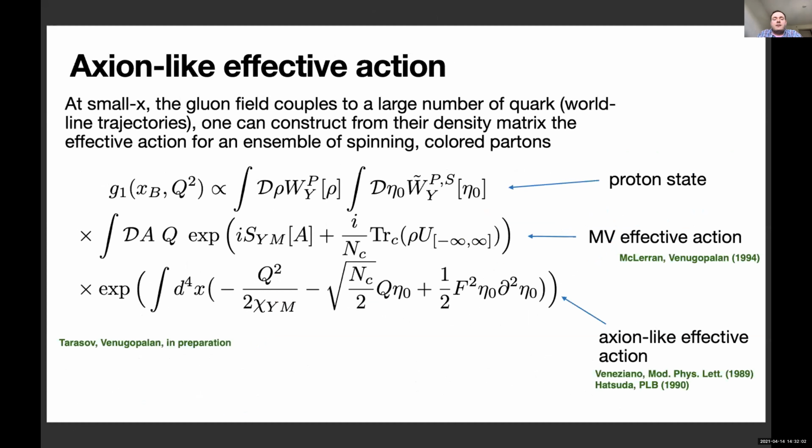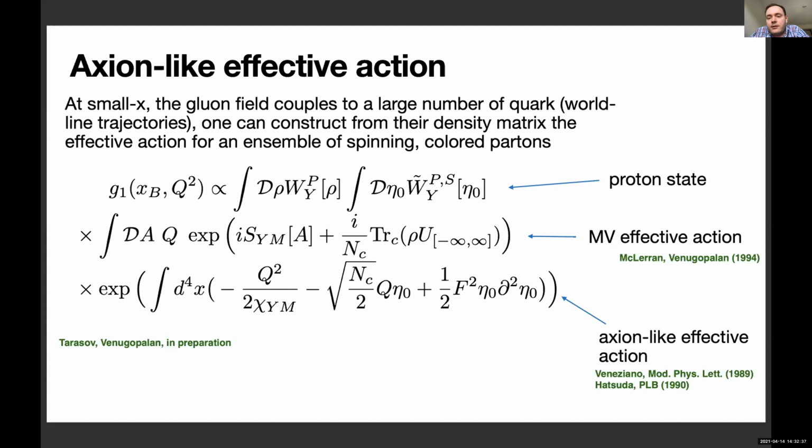And so at the end of the day, what we find is that, starting from this expression for the worldline effective action, one can look at the proton as a collection of quark worldlines. And if the density of those objects is large, then one can write down an effective action which defines the G1. And so that's the form of the effective action that we propose. So it contains several terms.